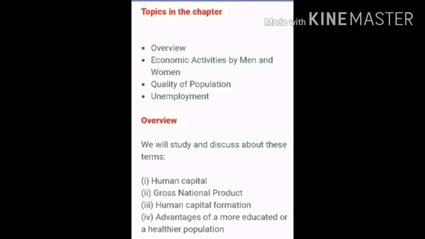Now dear student, as you know, in our People as Resource chapter, there are many important points, like the first point is overview, second is economic activities by men and women, third is quality of population, and unemployment. Now under overview we will study and discuss terms like human capital, gross national product, human capital formation, and advantages of a more educated or a healthier population.